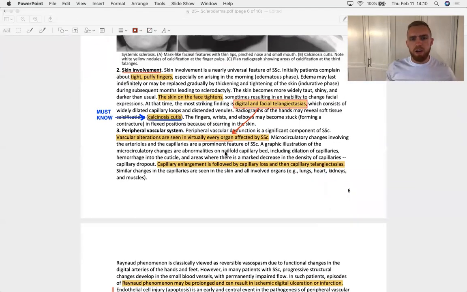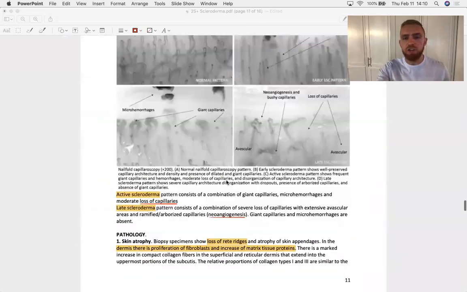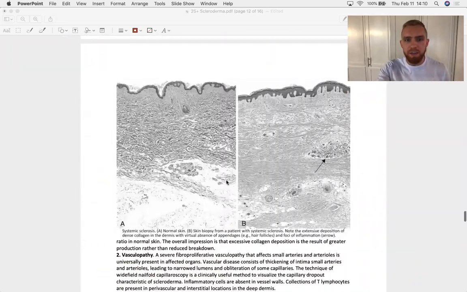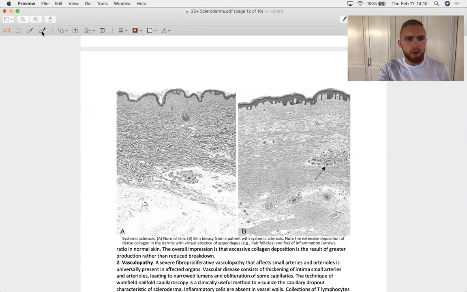Other symptoms: tight skin. Again, there's collagen inside the skin, and if we look at some of this histology, it's obvious. Because there's so much collagen inside the skin, here's a good example on the right. Because there's so much collagen, the skin becomes fairly rigid and inflexible.